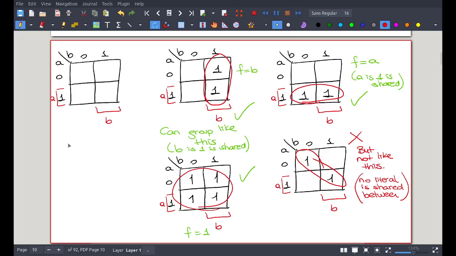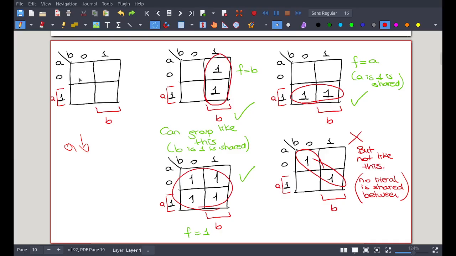So to draw a K-map, I showed you A and B, so two variables. For two variables we use a K-map that looks like this. There are four cells. We have the values on the top, this 0 and 1, for the value of B. So when B is 0 or when B is 1, this is what it means. And over here we have when A is 0 or when A is 1.